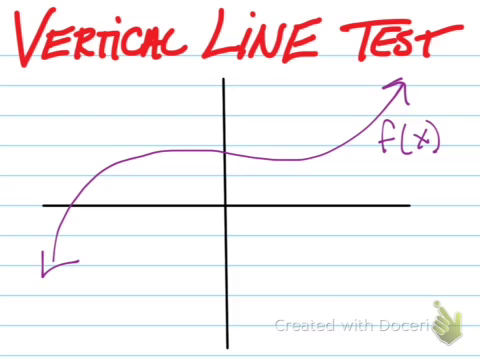I don't hit the graph number. So what do you think? Is this going to be a function or a relation? Function. Good. There's no point where I can draw that line and hit it more than once.